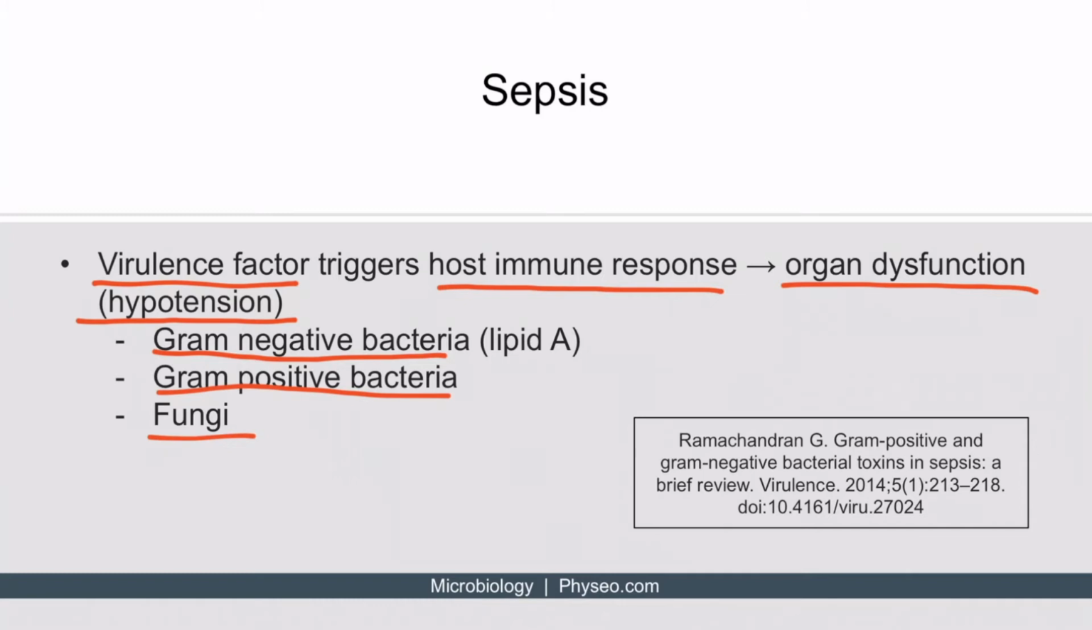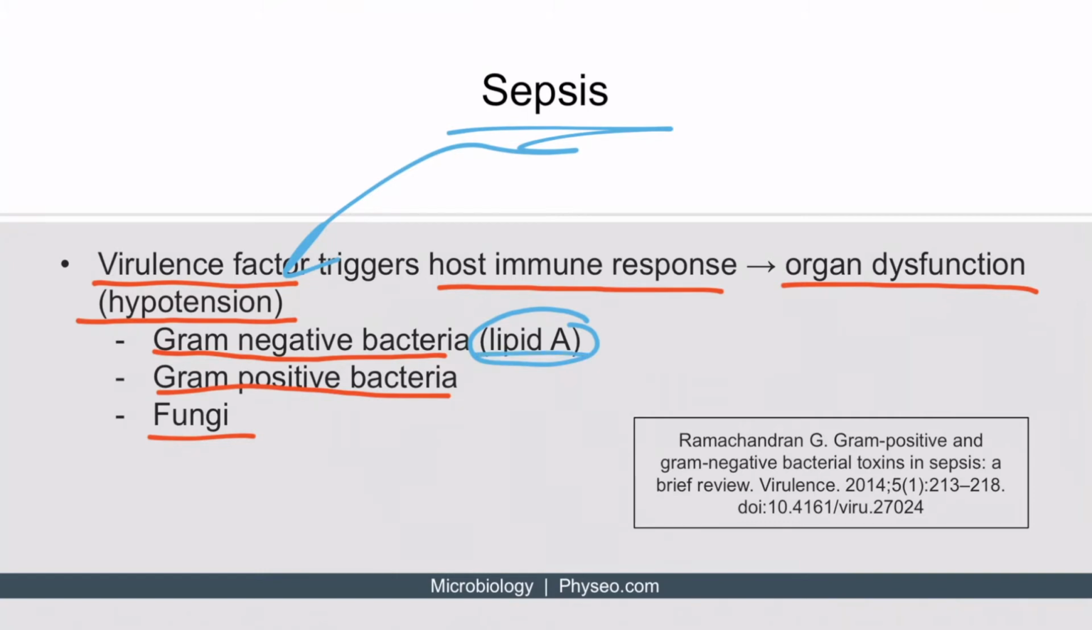But an important point to remember is that when dealing with sepsis in patients with gram-negative bacteria, your mind should go specifically to lipid A. In other words, if a patient has bacteremia with a gram-negative organism, and then they have sepsis, like hypotension, you should think, oh, this is caused by lipid A.